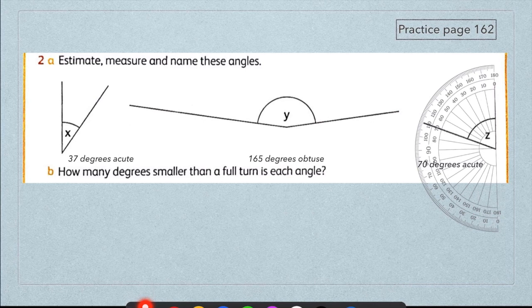So here the question says, how many degrees smaller than a full turn is each angle? In the previous question, we talked about the difference between the angles and a straight angle. Now here we're going to talk about the angles and a full turn. I need you to remember what a full turn was. Think about it, please, if you do not.